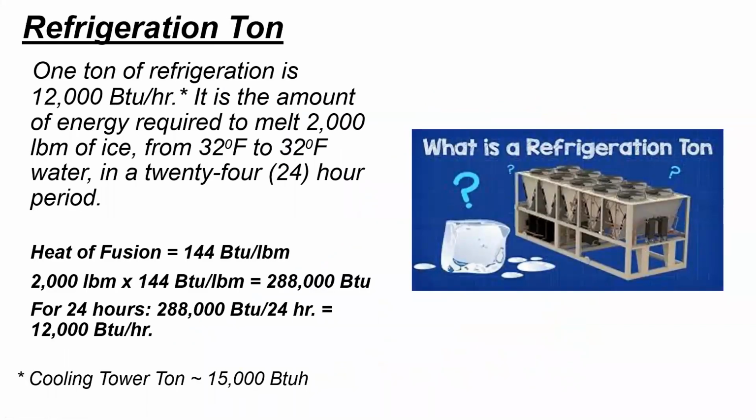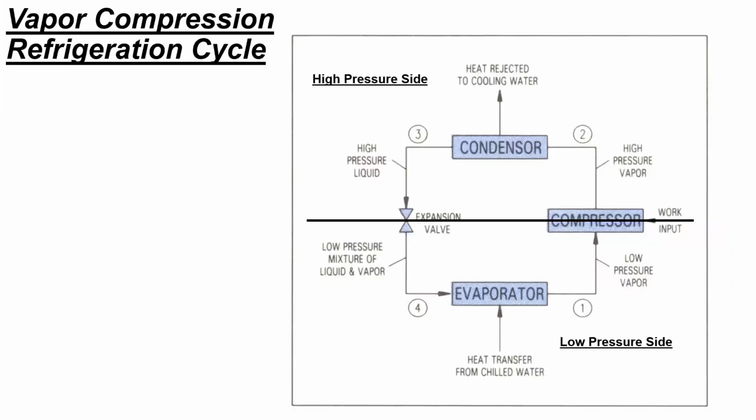We often use the refrigeration ton in cooling systems, where each ton is 12,000 BTU per hour. That number comes from the amount of energy required to melt 2,000 pounds of ice from 32 to 32, from solid to liquid, over 24 hours. And a cooling tower ton is a little bit different. You should add another 3,000 BTU per hour for the heat you have to remove from compression as well. So that's about 15,000 BTU per hour.